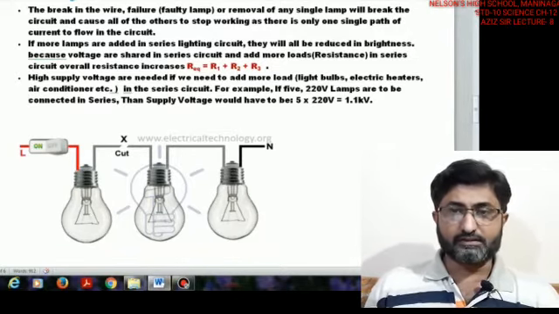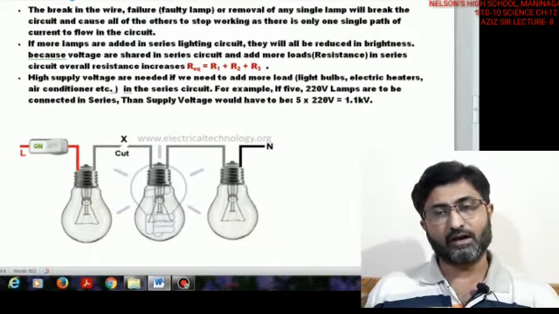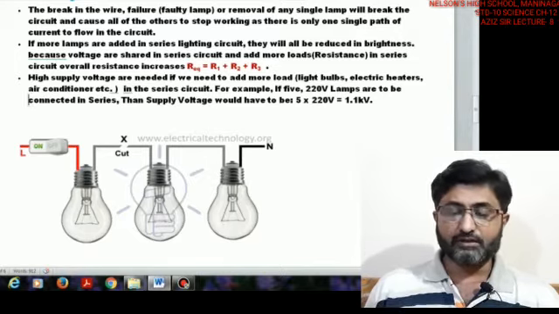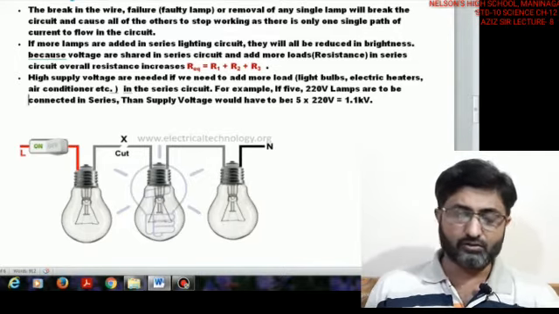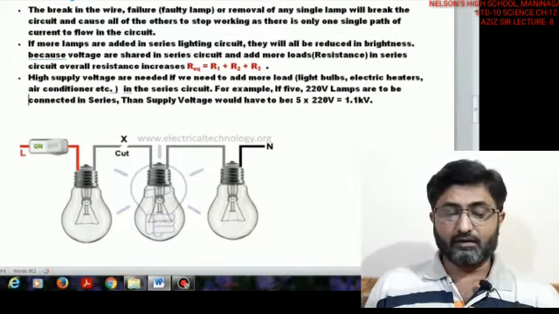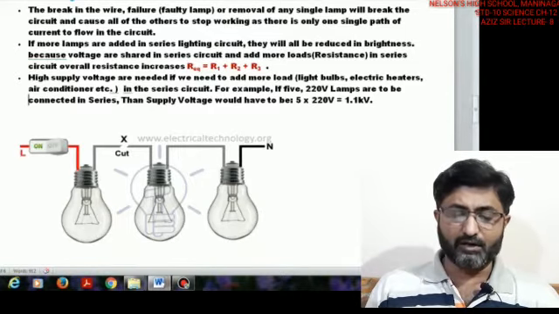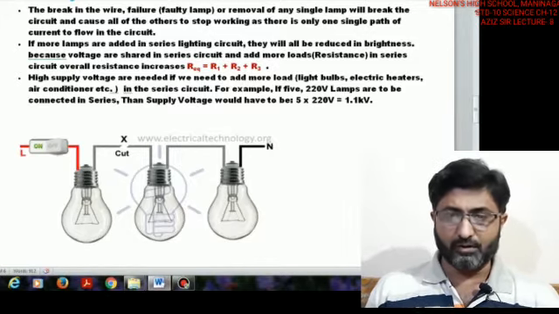That means the overall resistance is going to increase, that is the equivalent resistance. REQ will be equal to R1 plus R2 plus R3 plus R4, which is going to put a more resistance load on the circuit. A high supply of voltage is needed if we need more bulbs to be there.